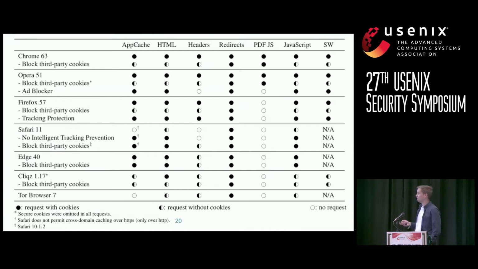On the top axis, we have these 7 different mechanism groups. On the left axis, the browsers and their built-in options. A full circle in this table means that at least one mechanism in the mechanism group was able to send a cross-site request to a blacklisted domain, including cookies. A half circle means that this request did not include any cookies. An empty circle means that no request was sent at all. So it's a lot of data, but I will highlight some important findings. The rest you can find in our paper.